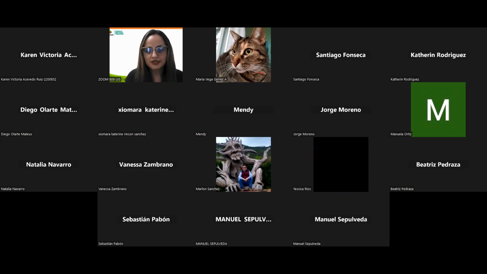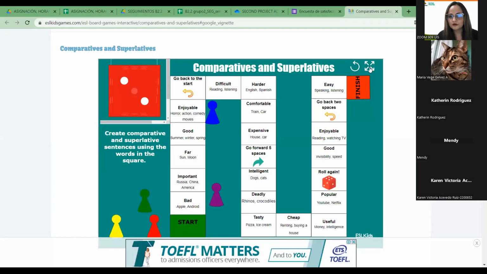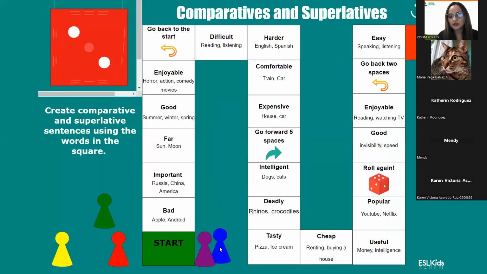Let me send it again, just in case you don't have it. You can play it with the whole screen, much better. Remember, you take turns, and one of you is in charge of moving your characters. You start from the start. You are going to use only 2. And here you have the dice, that indicates the number of spaces that you are moving.